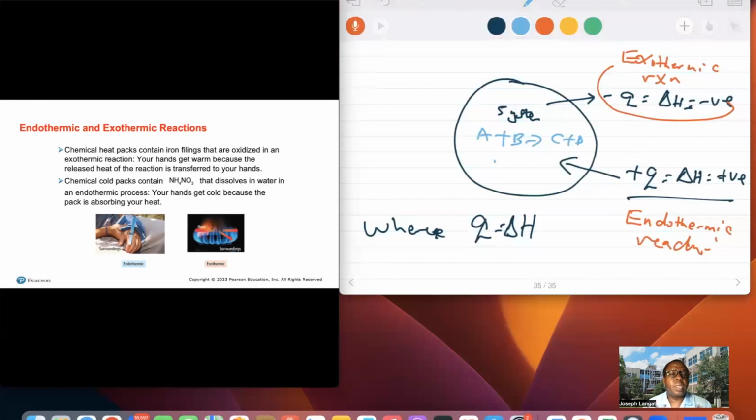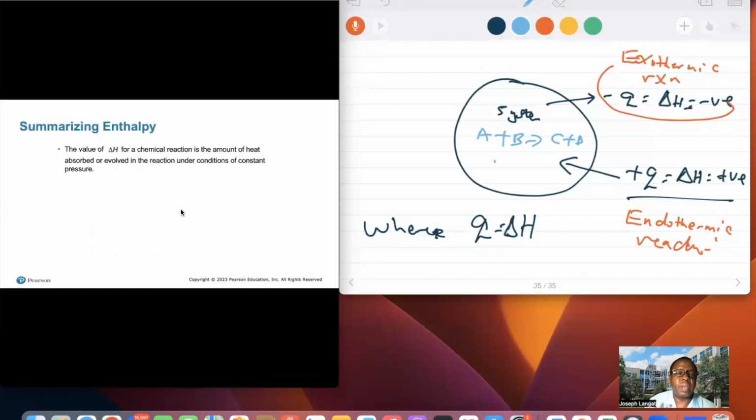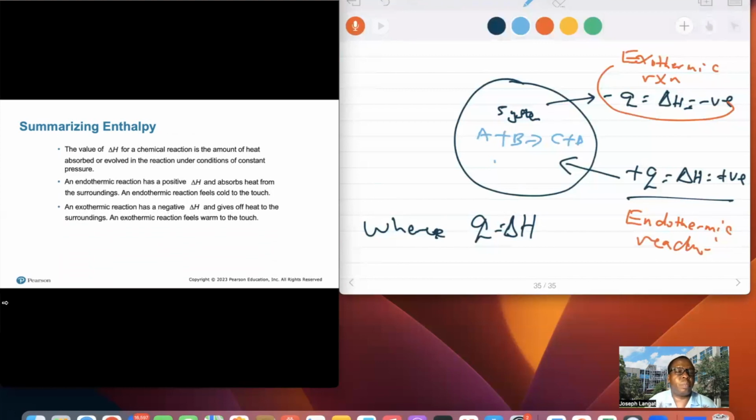A common scenario: exothermic, endothermic. They use the ice or cold pack, which contains ammonium nitrate. Exothermic, endothermic: giving away heat, absorbing heat. So this is just a summary of the value of heat of reaction for endothermic and for exothermic. Just reproduce that until you commit it to memory.